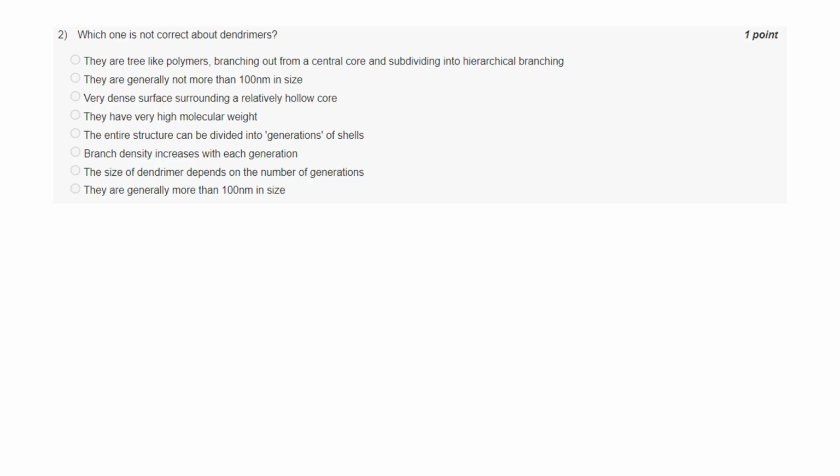Okay, no more answers. Let's look at the right answer. The answer is they're generally more than 100 nanometer in size is the correct answer for this, since the question is asking us to choose the false statement. So let's look at dendrimers. Thanks both of you for answering.